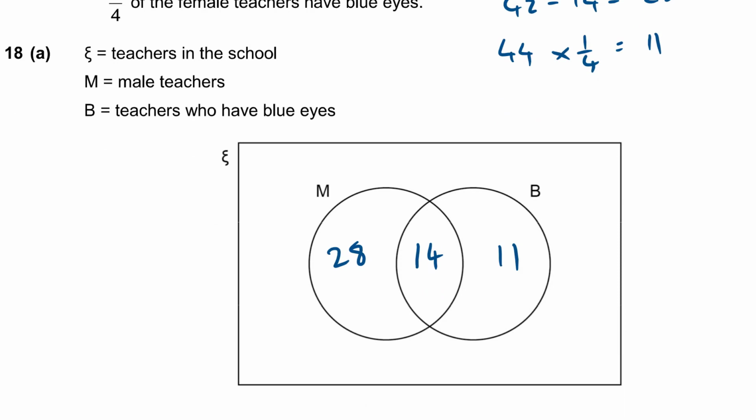So then, 86 minus my 3 other parts, 28 and 14 and 11. So that's 42 plus 11, 53. 86 subtract 53, which is 33 female teachers with not blue eyes. That's what's going to go there, isn't it?